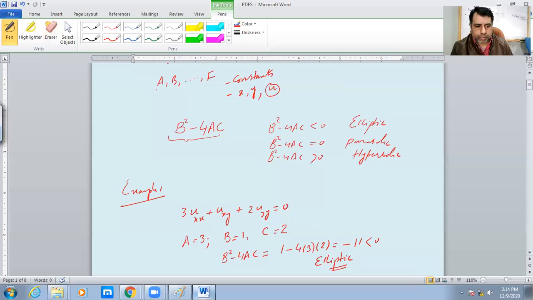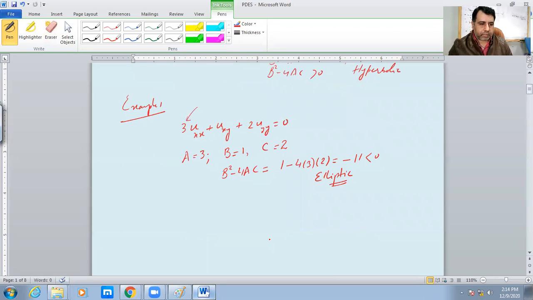It doesn't matter what the domain is. In all domains, this equation would be elliptic since the coefficients are constants. They don't depend upon the space coordinates. So in all domains, this equation has the character of an elliptic partial differential equation. Whenever you have constant coefficients, it is not possible that the same equation could represent different characters in different domains. Let us take an example where we involve variable coefficients.